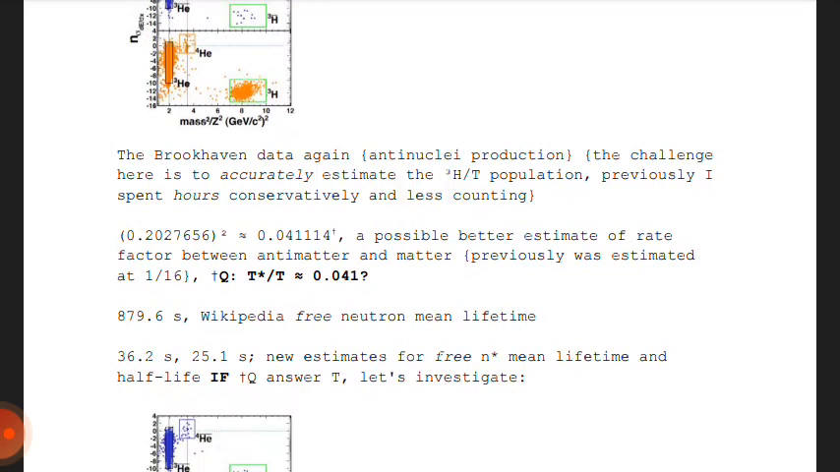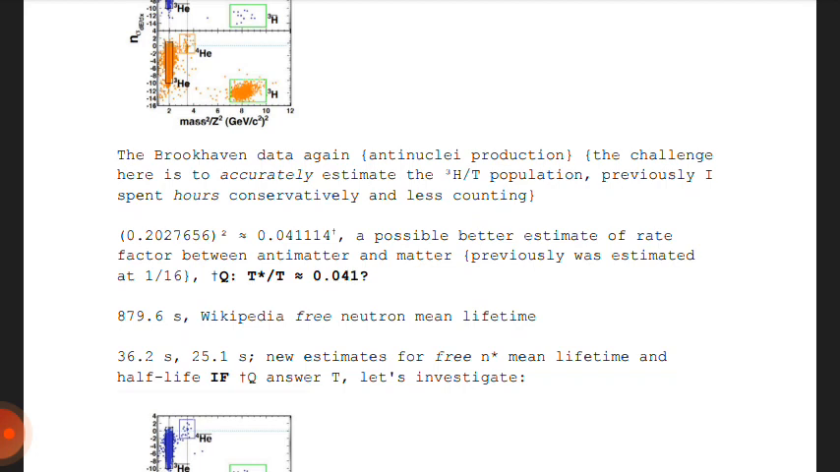The Brookhaven data, again, anti-nuclei production. The challenge here is to accurately estimate the hydrogen-3 or tritium population. Previously, I spent hours conservatively and less than that counting. Now we have a new estimate, 0.2027656 squared, which is approximately equal to 0.041.